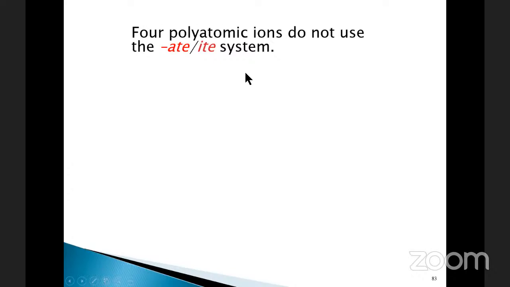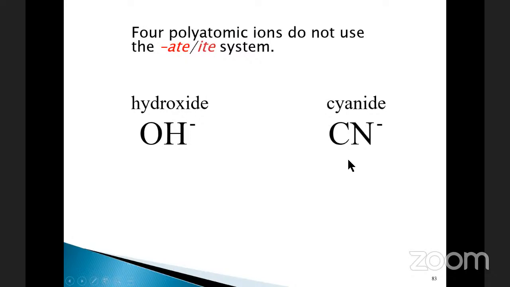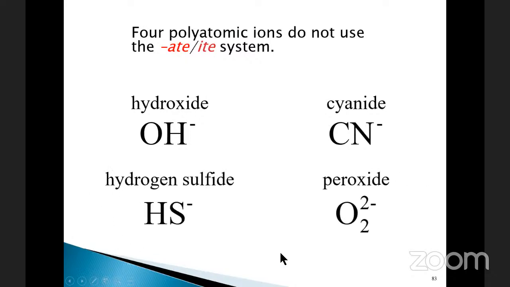Okay, and then another thing I need to mention here is that there are 4 polyatomic ions that do not end with ATE or ITE. So these are a bit unique in their own regard. You have the hydroxide, you have the cyanide, you have the hydrogen sulfide, and you have the peroxide, all right? So they don't basically follow the rules when it comes to the ATE, ITE system, all right? So these are just some unique situations.